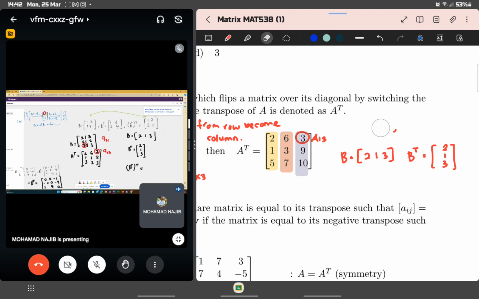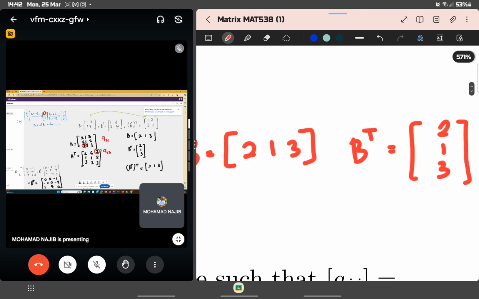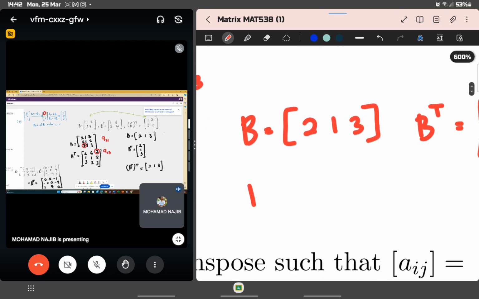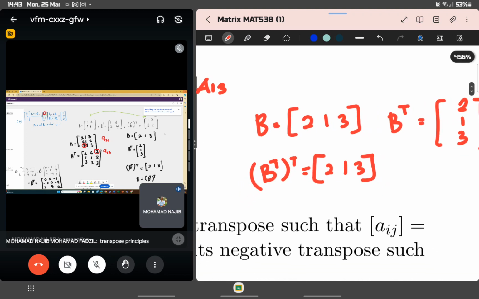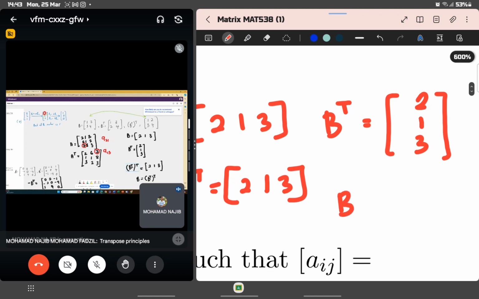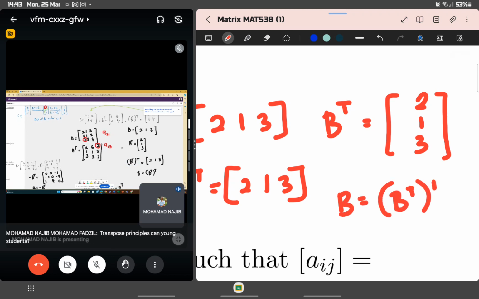Yang ni, dia patah balik. Dia akan jadi macam ni sajalah pasangannya. 2, 1, 3. Dengan kata lain, dia sebenarnya begini tau. Okay. B sebenarnya sama juga dengan B transpose. Kalau kita transposekan yang sudah ditranspose 2 kali kerja, maka dia akan dapat diri dia balik.